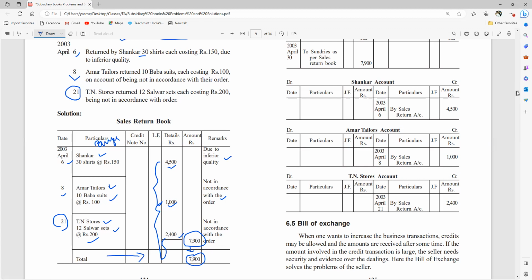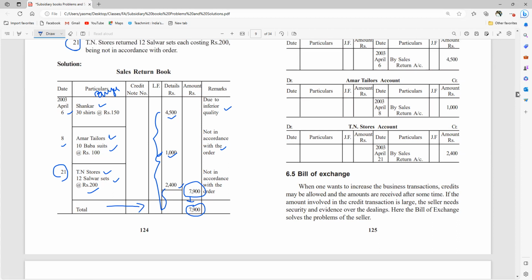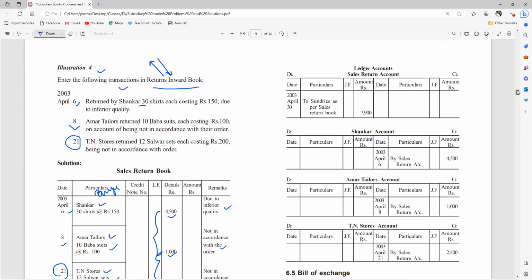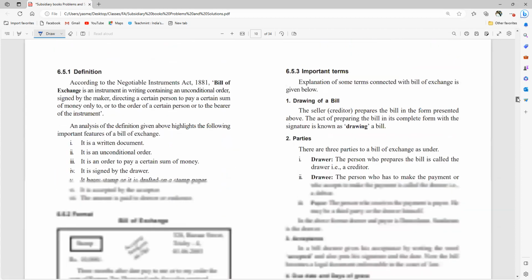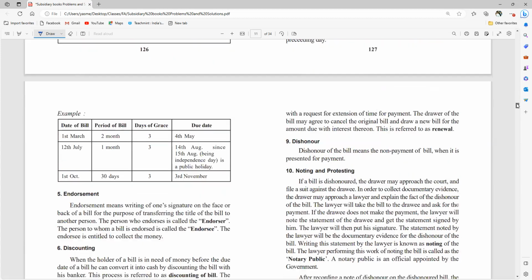Okay, so that is about our purchase book, sales book, purchase return book, and sales return book. In the next video, I will prepare a problem which has a combination of transactions relating to purchase, sales, purchase return, and sales return.